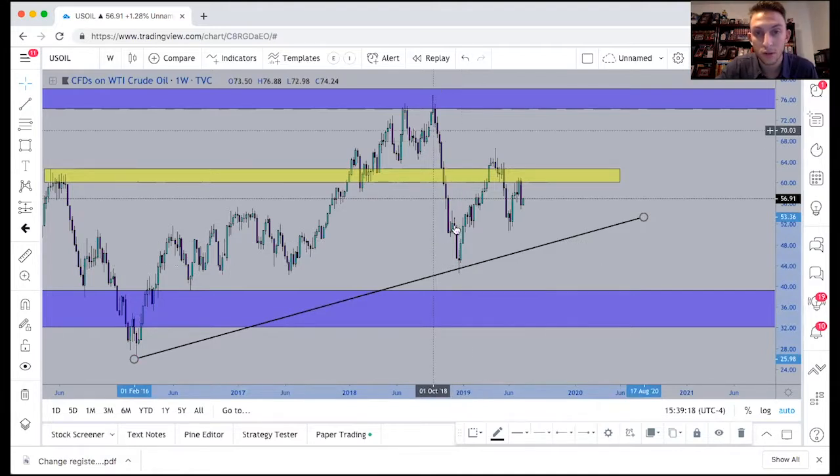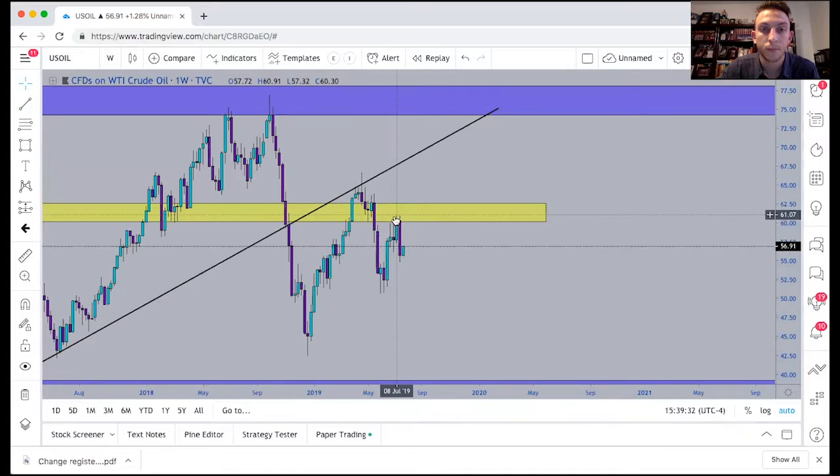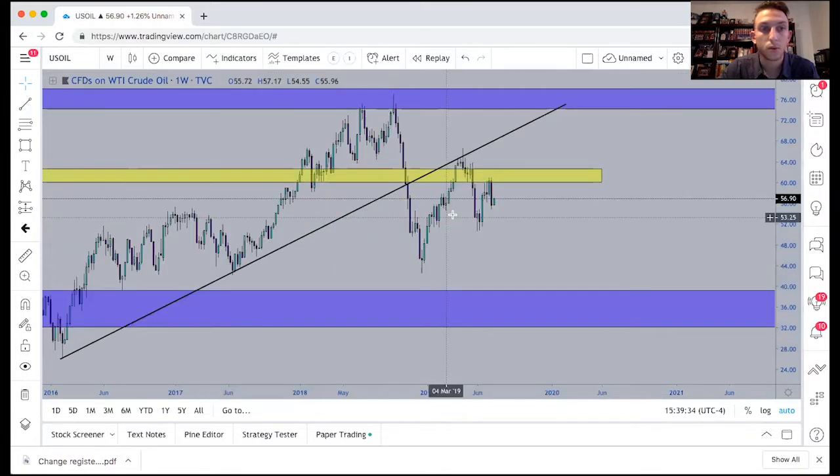So now sellers are in control, and we have a slow push to the upside. So now we're in a push exhaustion cycle to the downside, not to the upside. So I don't want to focus on buys anymore. I want to focus on sells. So this is the trend line that I would see on US oil.